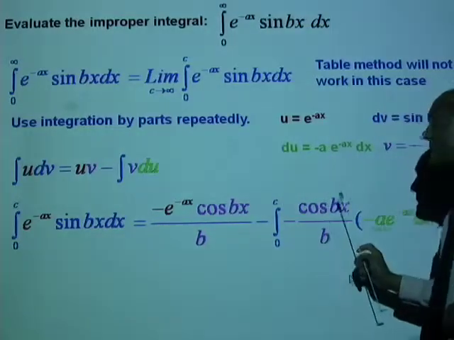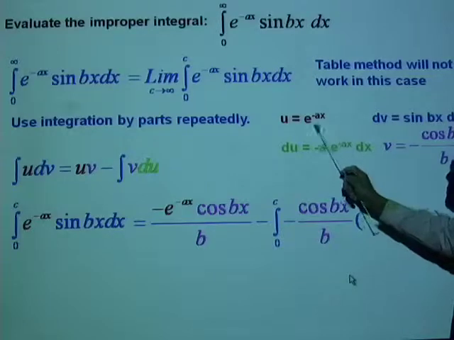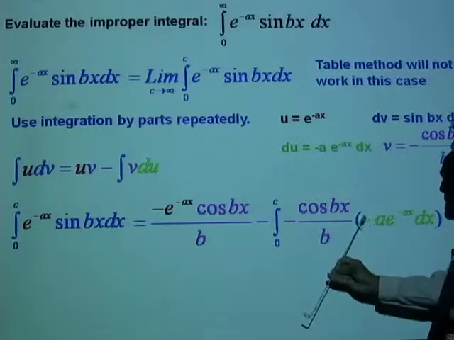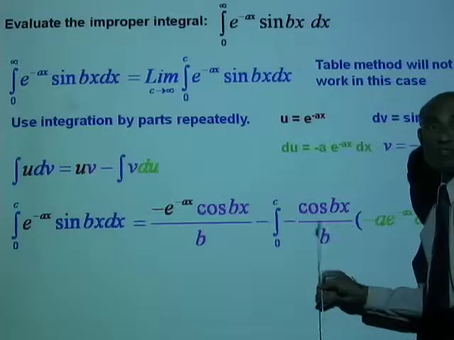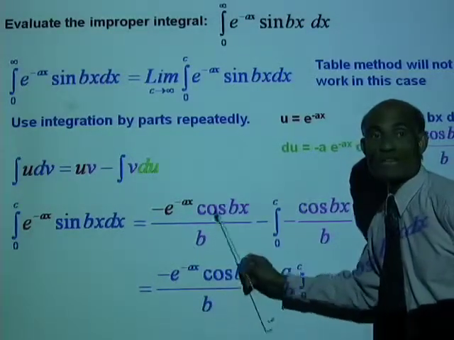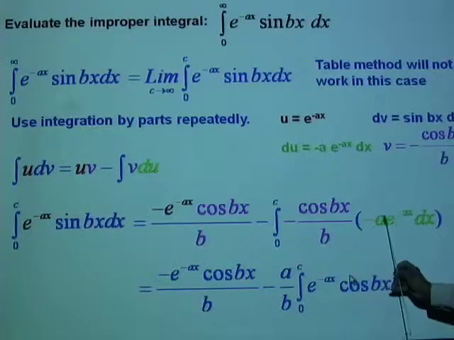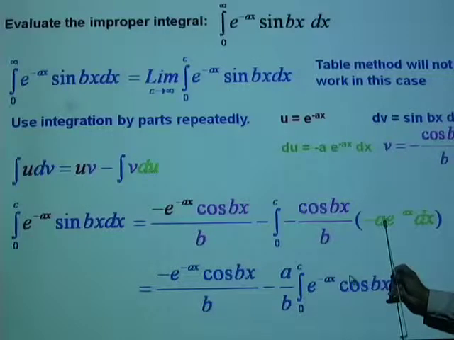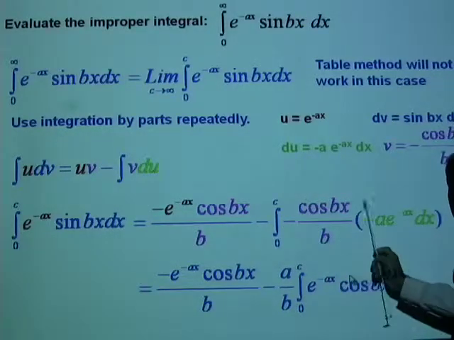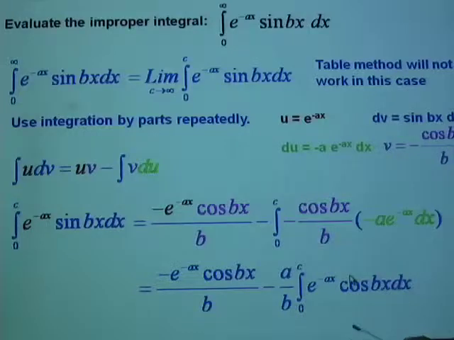Minus integral 0 to c of v du. v is negative cos bx over b, and du is negative a e to the power of negative ax dx. And you can see there's a negative, that will make it positive, and that negative will remain as it is. So once again, it will be negative e to the power of negative ax cos bx over b minus. Now, there's an a on the numerator, if you notice, and a b on the denominator. We can factor that out. a over b comes out. Integral 0 to c. What is left in here is e to the power of negative ax times cos bx dx. That is what is left there.